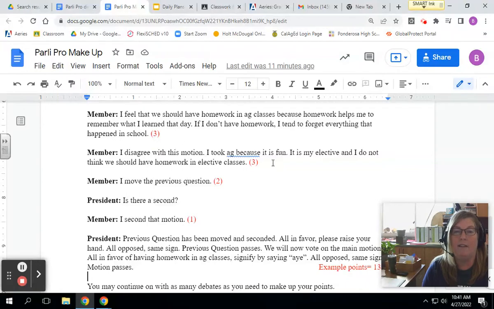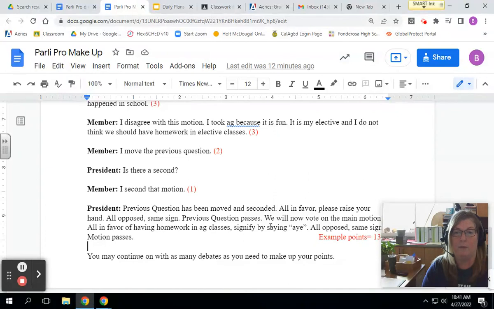Another member says, I disagree with this motion. I took ag because it's fun. It is my elective, and I did not think we should have homework in elective classes. Another member says, I move the previous question. Remember, that just means I want to stop all this debate and vote right now. Is there a second? Does someone agree with this idea of the previous question? I second that motion.